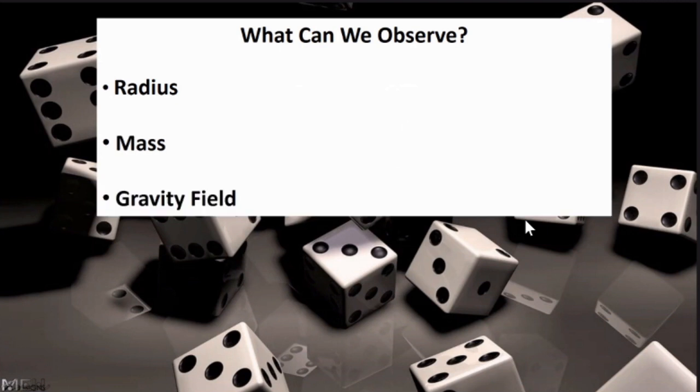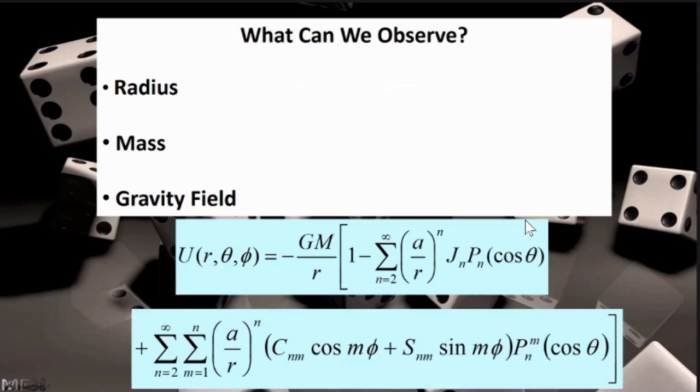And then what else can you observe? Well, the gravity field. Okay, the gravity field is a problem. This is the gravity field, and you can measure these coefficients. If you're not familiar with it, there's the potential energy. It's like GM over R. And then there's all kinds of perturbations because the planet is not spherical. It's rotating. And so if you just look at the azimuthal symmetry, you get these coefficients Jn.